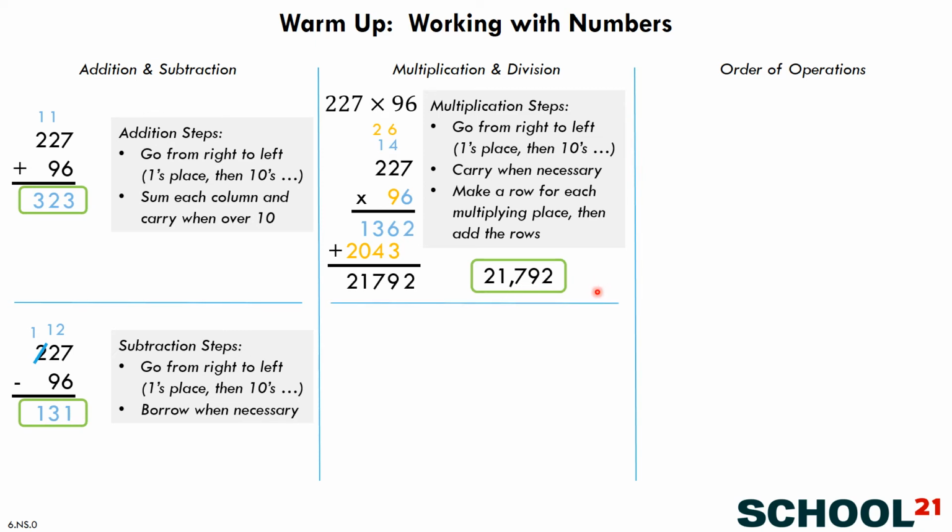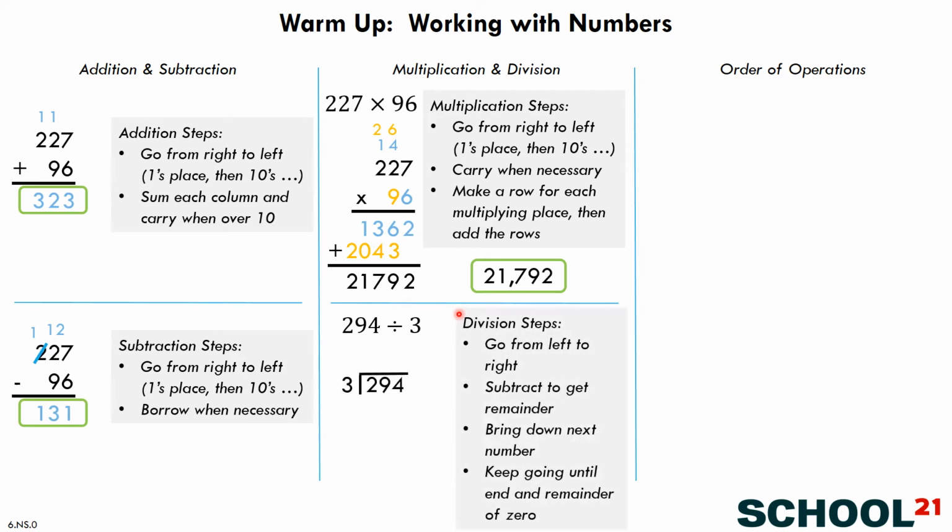Just a couple more things. Let's do division next. So division is a totally different animal. We'll have a different number here entirely, 294 divided by 3. And we're going to set it up in our normal division sign here, okay? And let's remind ourselves our steps for division. With division, you're going to go from left to right, right? Yeah. And then you're going to find when you can divide into the numbers here. And then you'll subtract to get the remainder. And then you'll bring down the next number. And you'll keep going until you have a remainder of what?